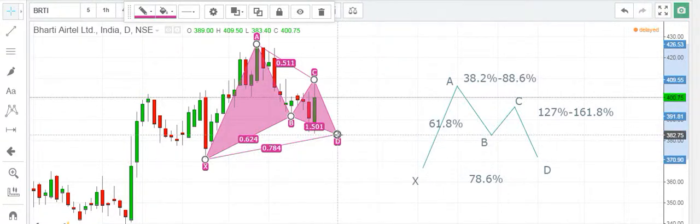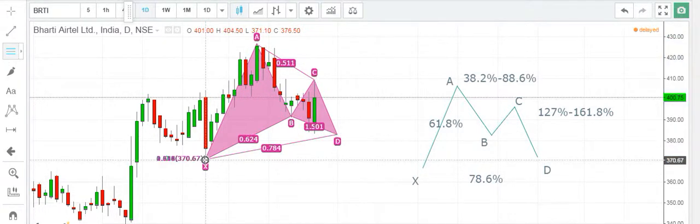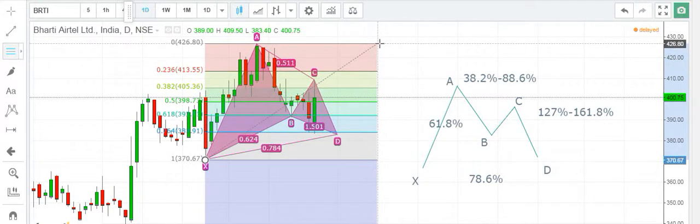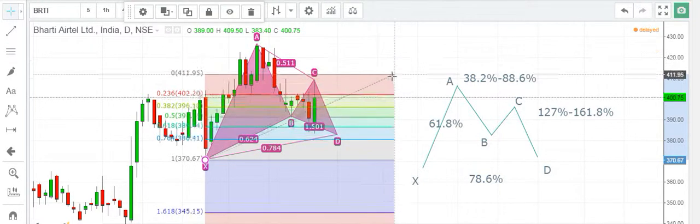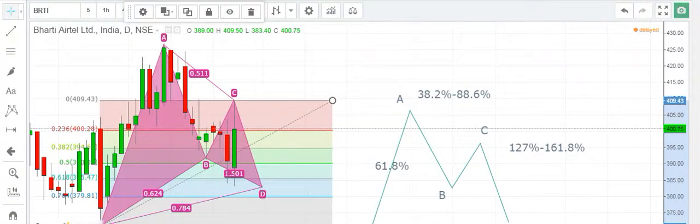From here I expect the stock, if it reaches 380 tomorrow, my targets will be given by Fibonacci retracement between X to C, that is 300, and I can't see the numbers, I'm sorry, it is 385.47. Then the second target will be 390, the third target will be 394.6.